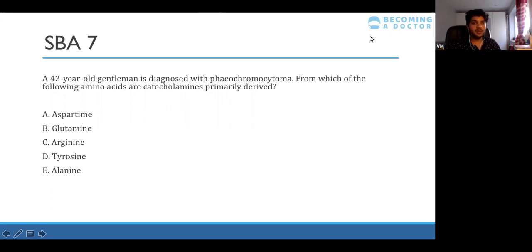A 42-year-old gentleman is diagnosed with phaeochromocytoma. Which of the following amino acids are the catecholamines primarily produced from?